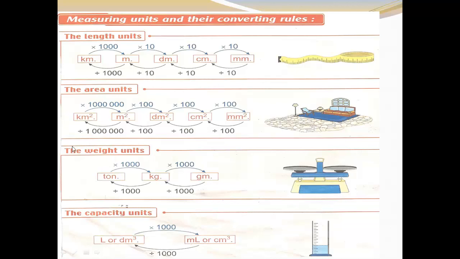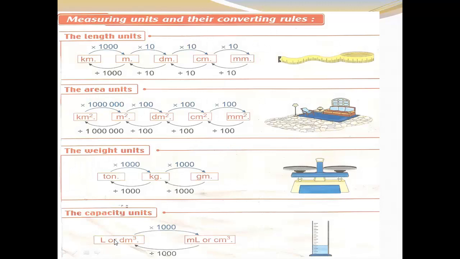The weight units: from ton to kilogram, multiply by 1,000. But from kilogram to ton, from smallest unit to greatest unit, divide by 1000. From kilogram to gram, multiply by 1000. From gram to kilogram, divide by 1000. The last units are capacity. The liter is the decimeter cube. From liter or decimeter cube to milliliter, multiply by 1000. From milliliter to liter, divide by 1000.